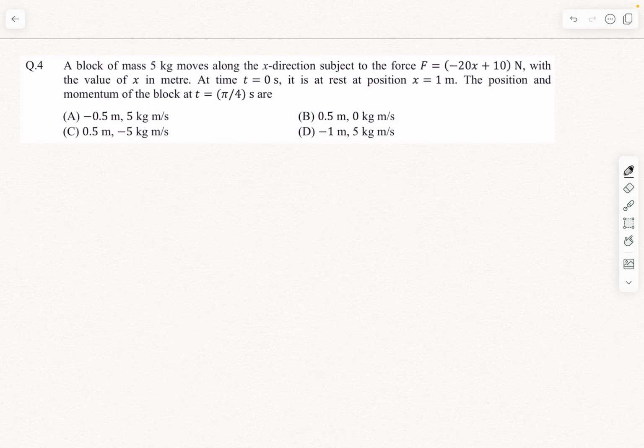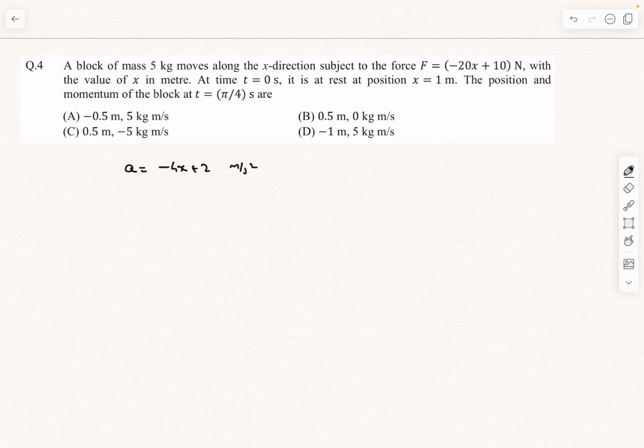Okay guys, so in this question we have a block whose mass is 5 kg and it is moving along the x direction subject to the force F. So we'll just directly find out the acceleration. It is minus 4x plus 2 meters per second square. Okay, so x is given in meters. At time t equal to 0, it is at rest at position x equals 1 meter. The position and momentum of the particle at this particular time is.